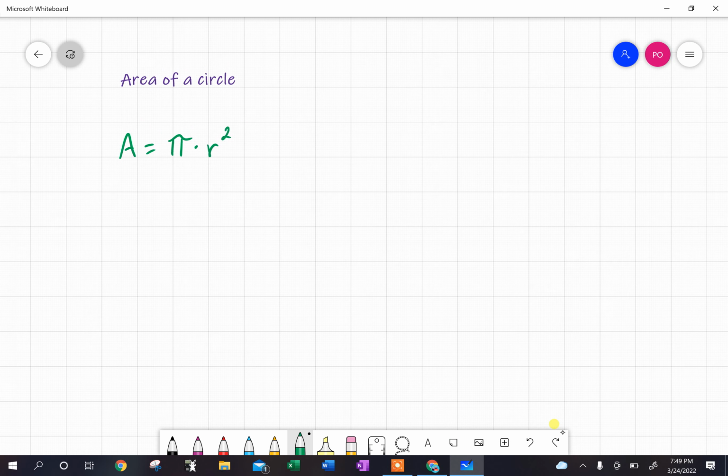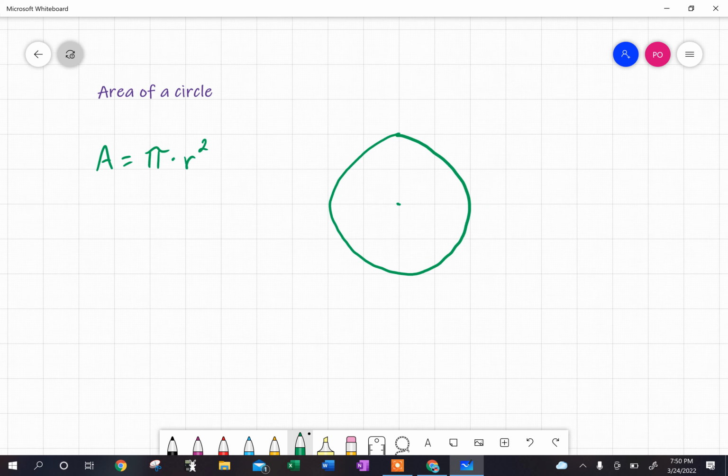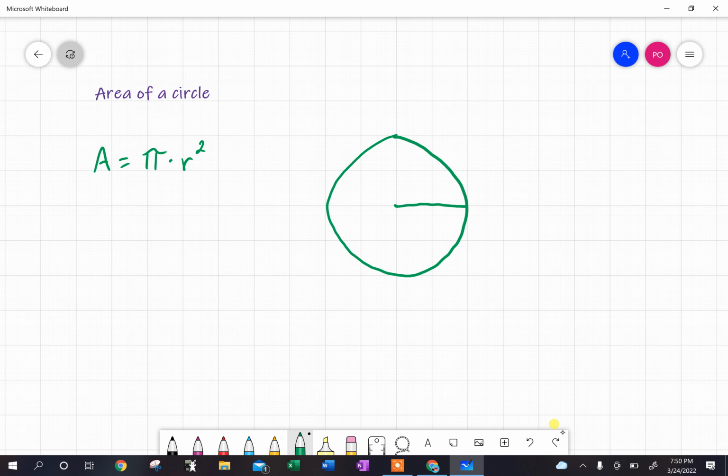To do a video on area of a circle, and I'm going to try to do it a little bit quicker than my circumference video because that was too long. So I have a circle with a radius of 2, and just to recap what area is, it's the space an object covers.